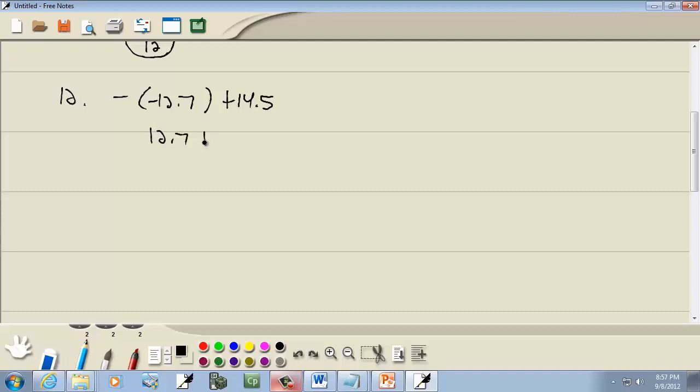So we got 12.7 plus 14.5. Now it's best to do these in vertical format. We'll line up the decimal places. 7 plus 5 is 12, so put 2 here, carry the 1. We're adding just like normal. 4 plus 2 is 6, plus 1 is 7, and 1 plus 1 is 2. Now our decimal point will be right straight below it. So 27.2 is our answer.